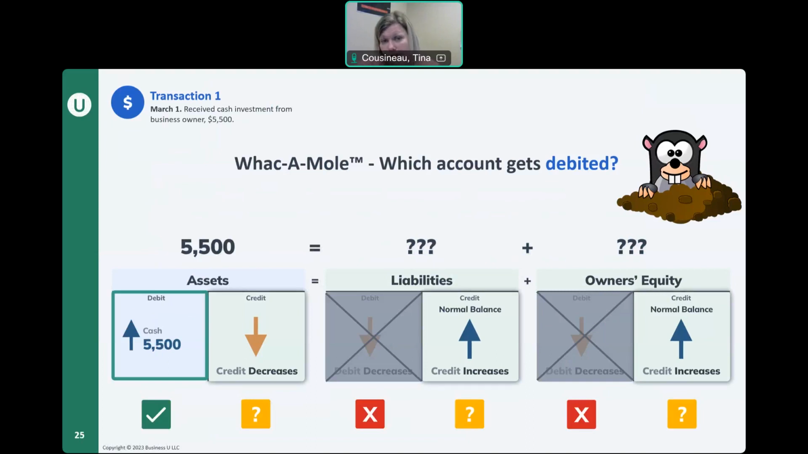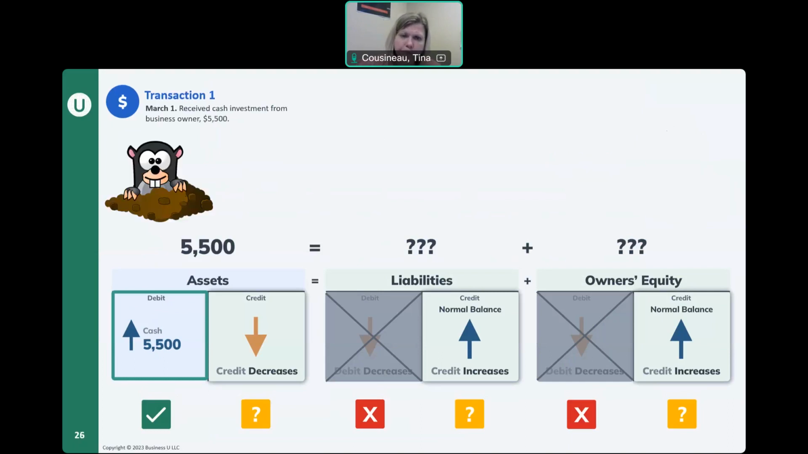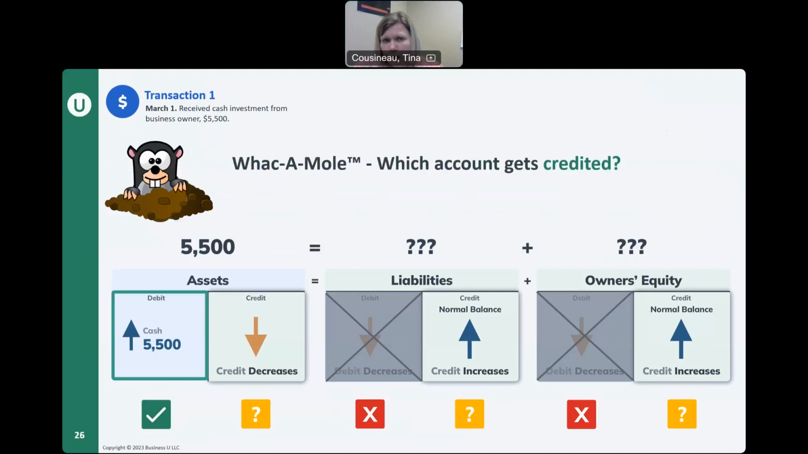So $5,500 there. Now what do I credit? I know what I debit, I have to credit something. Looking at the other side of the equation, I have liabilities. Well, the business owner invested $5,500 cash. So do I owe anybody anything?